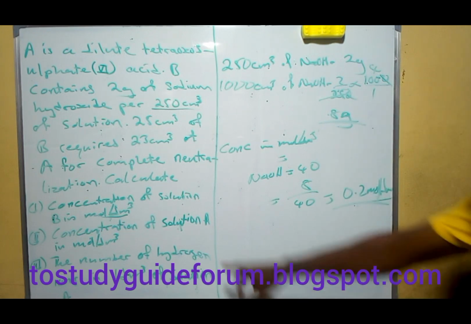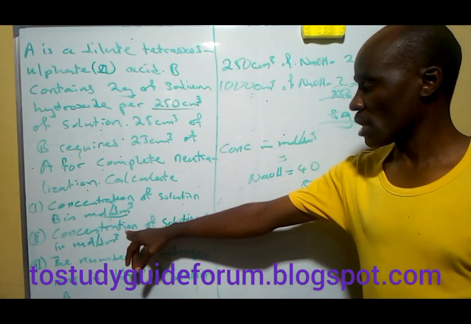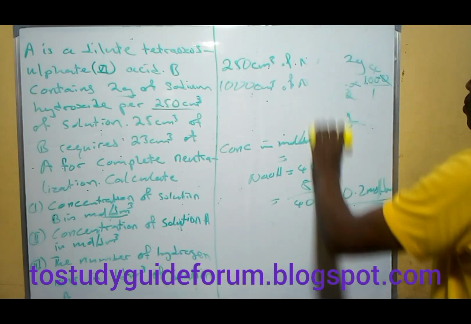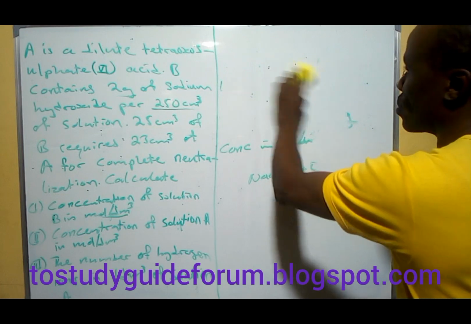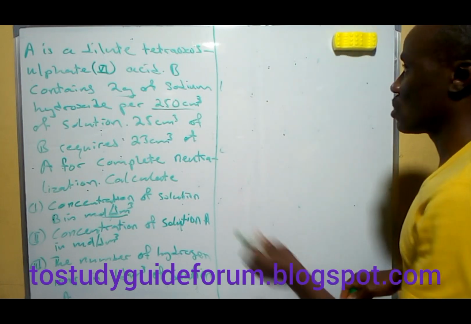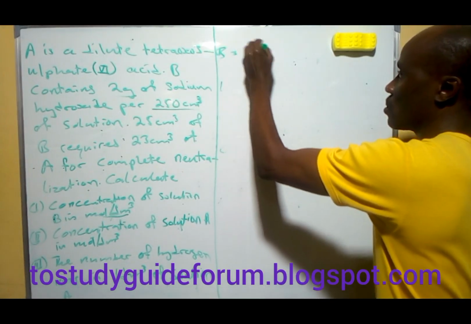Now this one is done. Now we'll go over to the next question: the concentration of A in mole per dm cube. What we do here, since we have the concentration of B, is equal to 0.2.